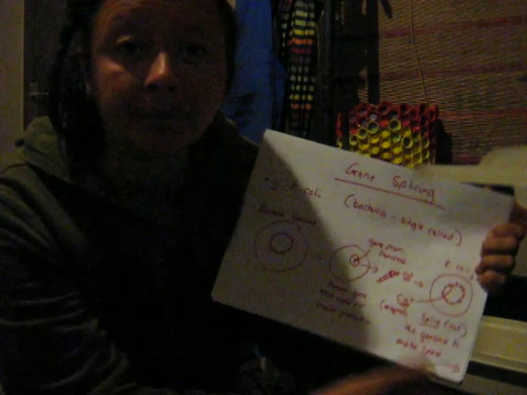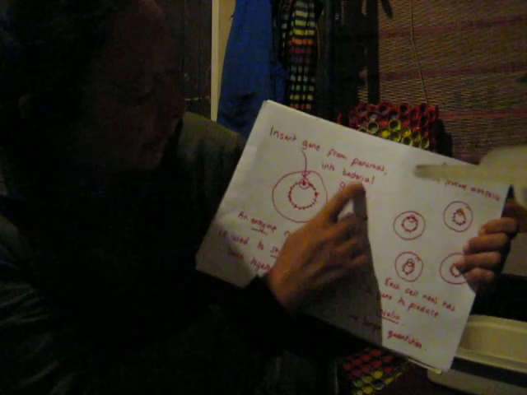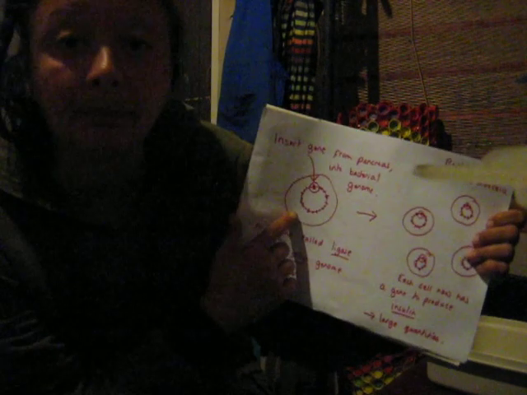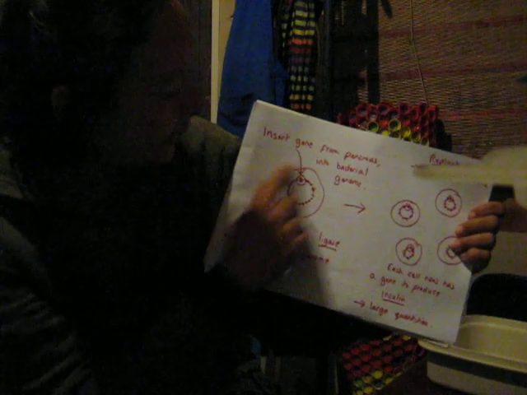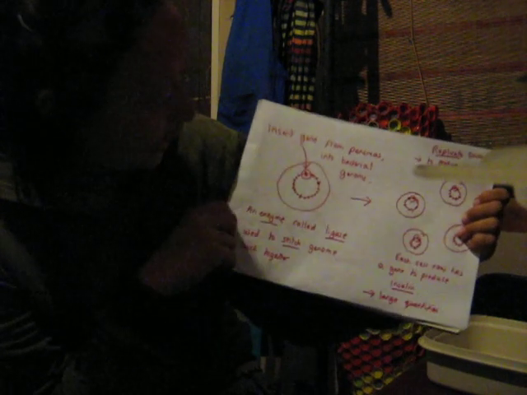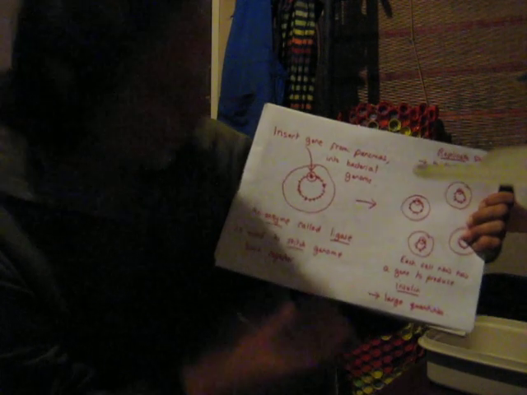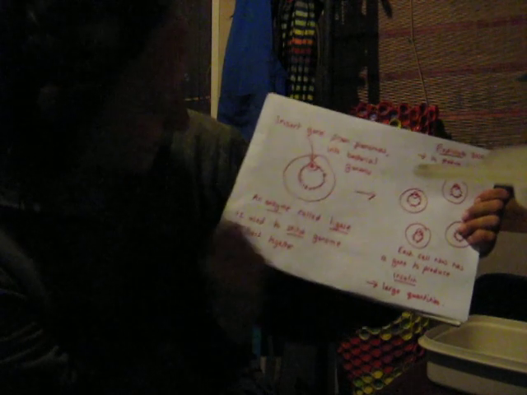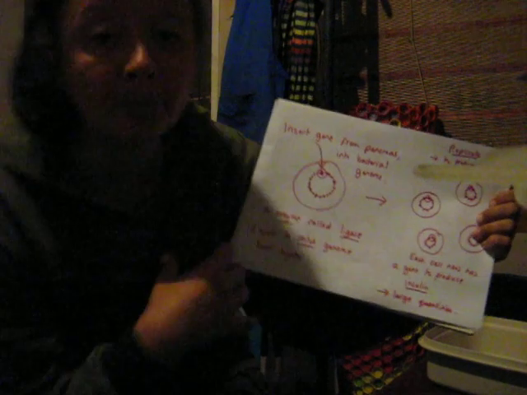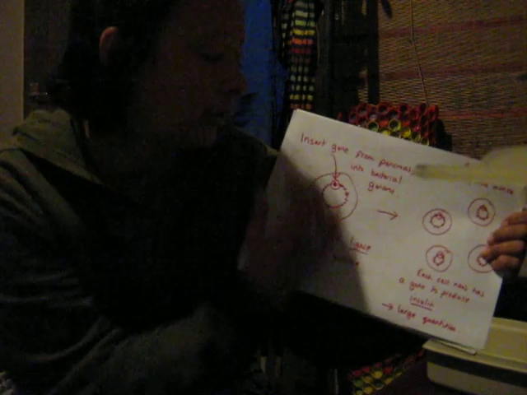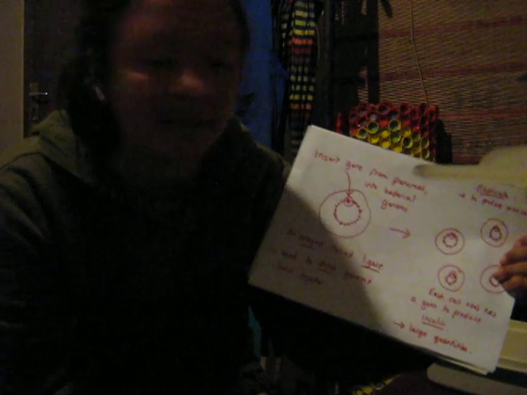Okay, and then on the back we're going to insert the gene from the pancreas into the bacterial genome. Okay, so into the E. coli cell. And again, that involves using enzymes. One called ligase is used to stitch the genome back together. So it's like having to stitch it back together after you've cut it, basically.